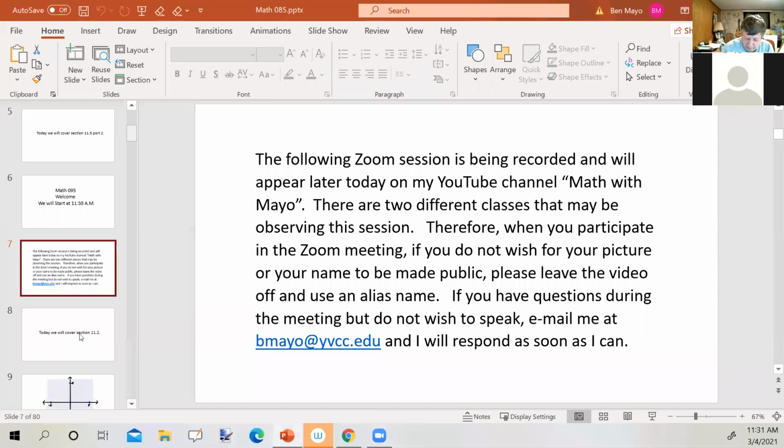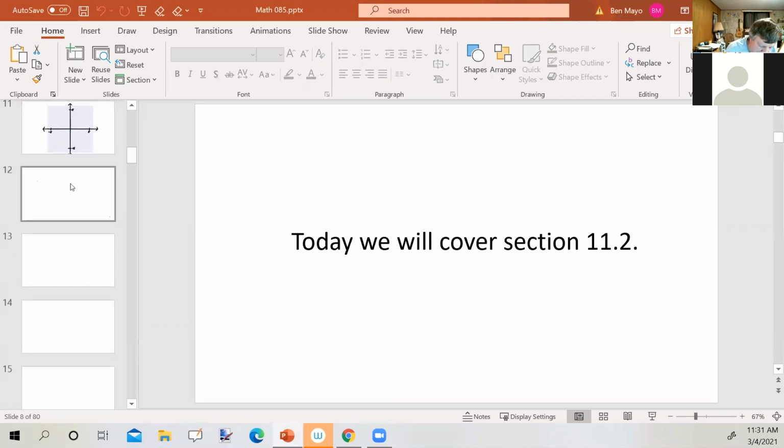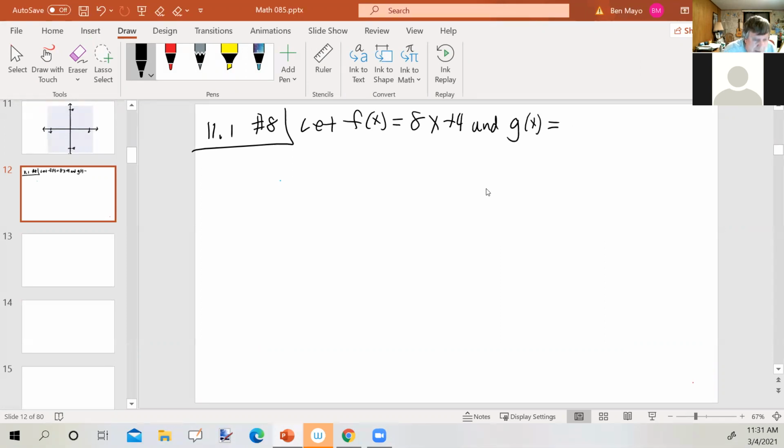All right, eventually today we're going to be going on to section 11.2, but first we have some questions from 11.1. So let's take a look at that. This is question number 8 from 11.1. It says, let f of x equal 8x plus 4 and g of x equal x squared minus 6. Find the following. G composed with f of 6x.